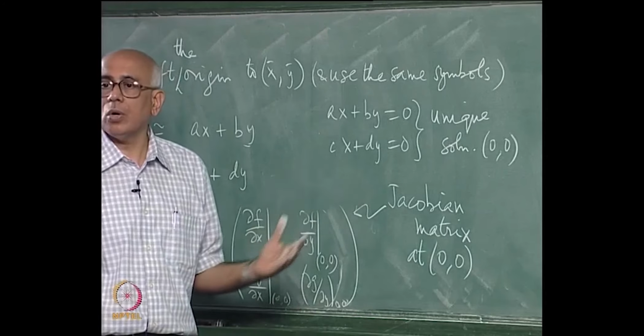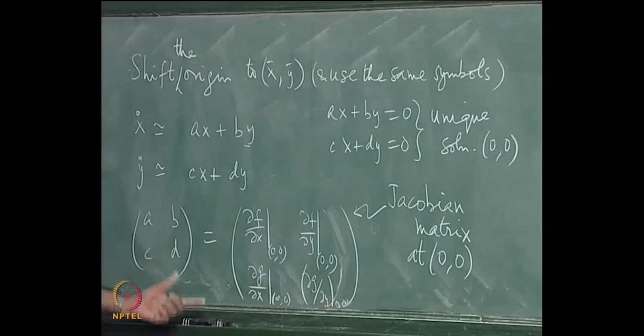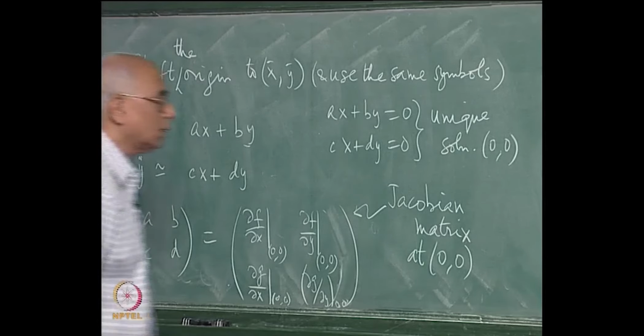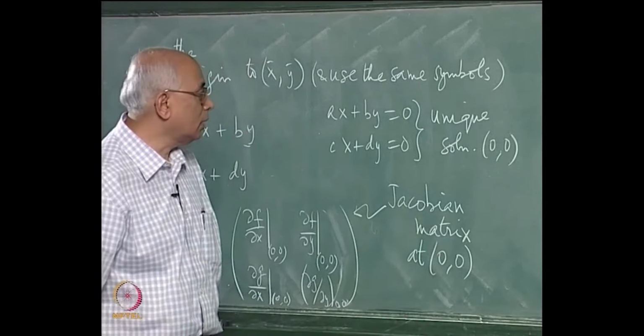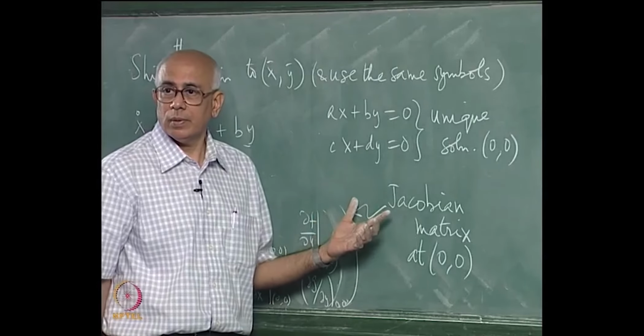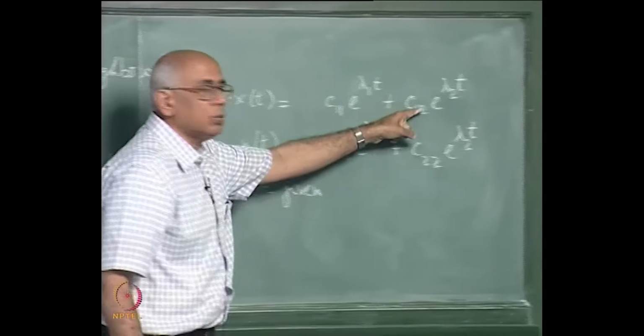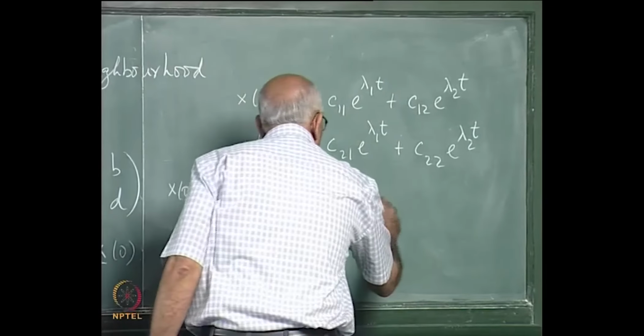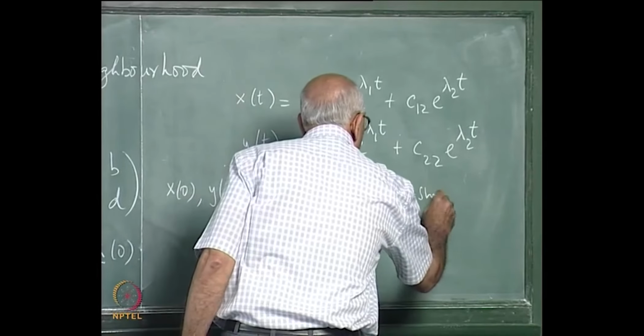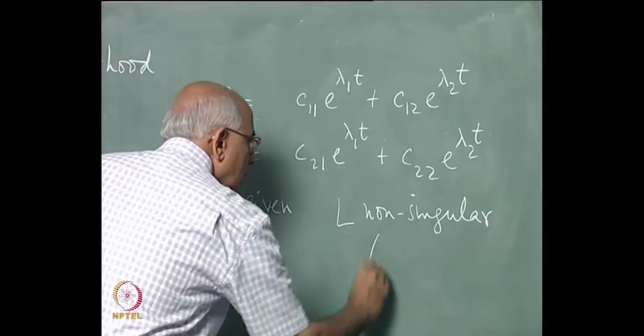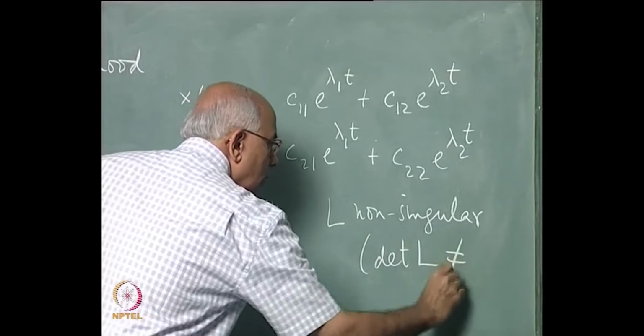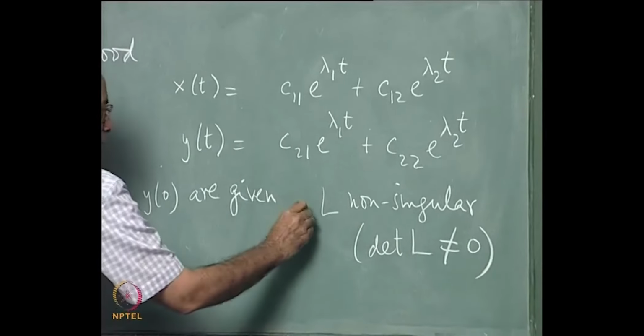When this determinant is not 0. So when the Jacobian matrix is non-singular, when L is a non-singular matrix, then and only then is this true. So we assumed that L was non-singular. We will come back and examine what happens when it is singular, but that was the primary assumption, it had to be non-singular. And when is this form of the solution true? So L non-singular, in other words determinant L not equal to 0, that was an assumption.